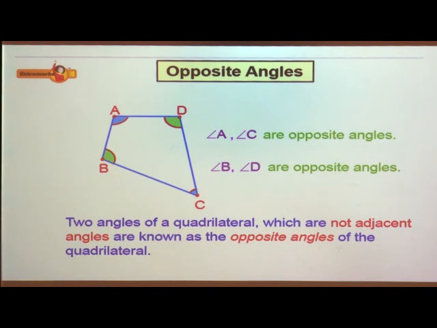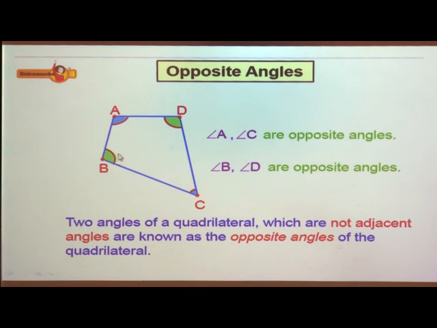Opposite angles. Now, we have seen opposite sides. Now, this is opposite angles. Here we have angle A. Which is the angle which is opposite to angle A? It is angle C. So, opposite to angle A is angle C and opposite to angle B is angle D.